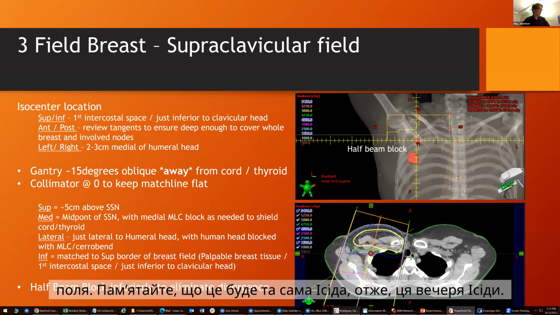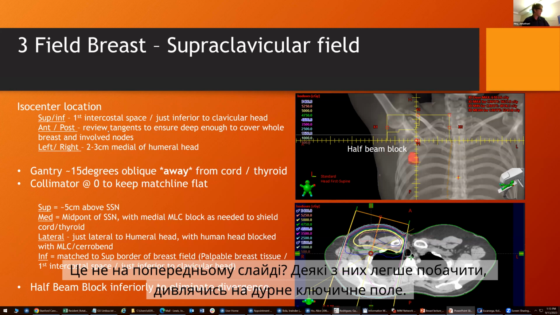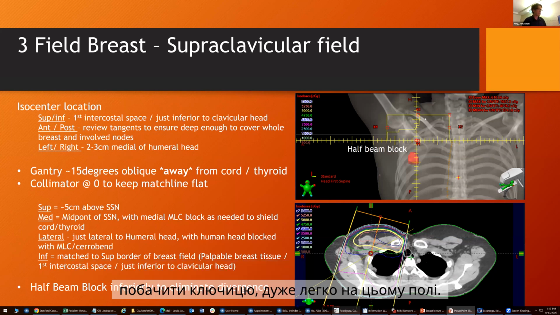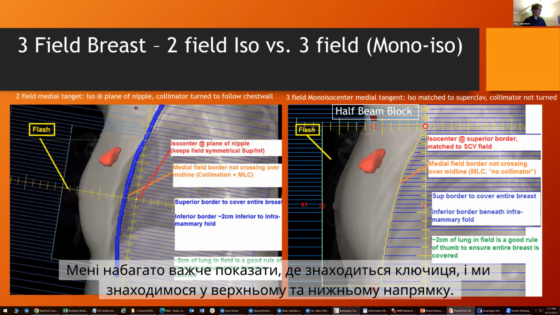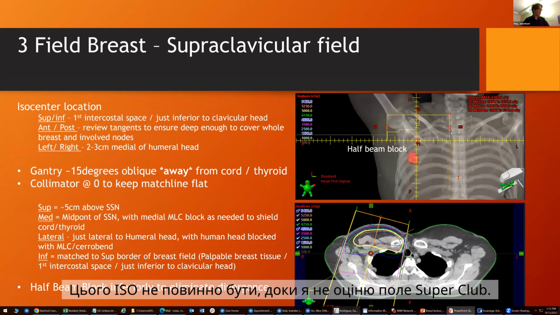Remember, it's going to be the same isocenter. So these isocenter arrangement guidelines that I've given you are the same that I presented on the previous slide. Some of these are easier to see when looking at the supraclavicular field. As an example, if I'm trying to place the isocenter just inferior to the clavicular head, I can see the clavicle very easily on this field. It's a lot harder for me to demonstrate where the clavicle is and where in the superior inferior direction this iso should be until I've evaluated the supraclav field.